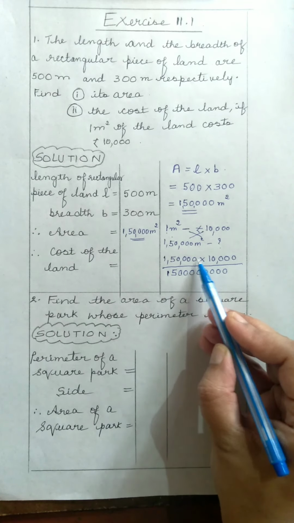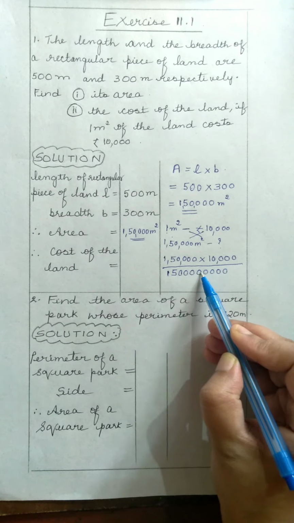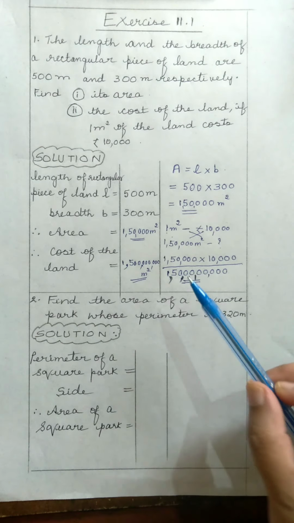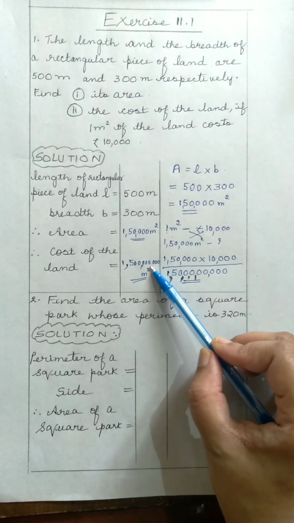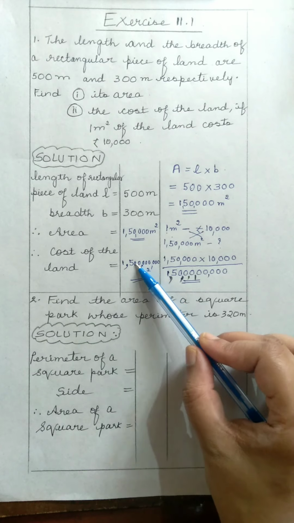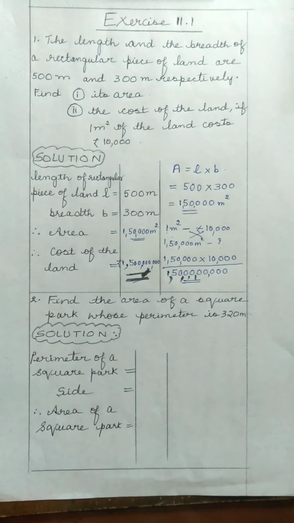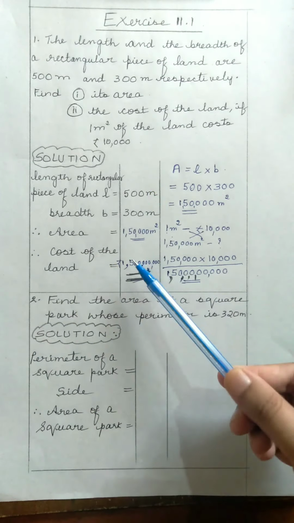1, 2, 3, 4, 5, 6, 7, 8 zeros are there. Therefore, we will obtain this answer. So, after the 3 digits, put a comma so that we will get so much rupees for the cost of the land, and this is the method.